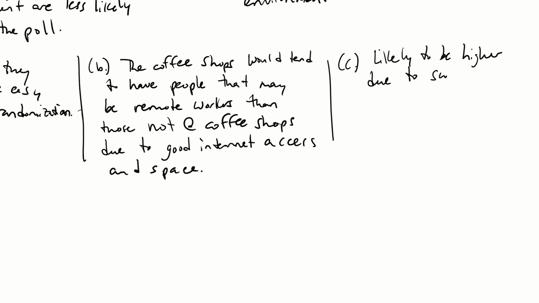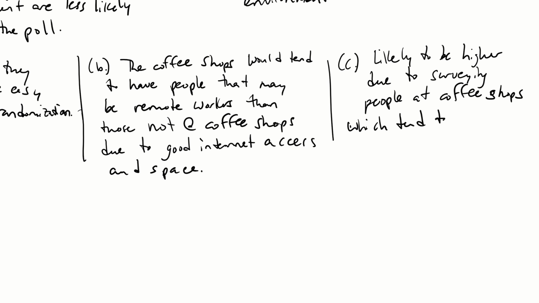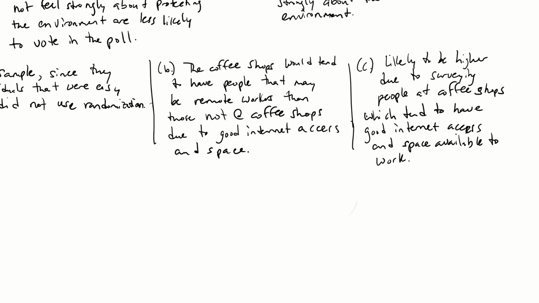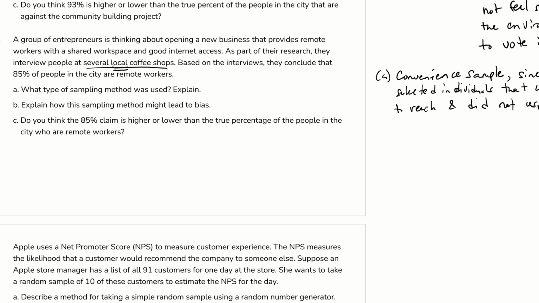Due to surveying people at coffee shops, which tend to have good internet access and space available to work. All right. That takes care of number 4. So let's look at number 5.